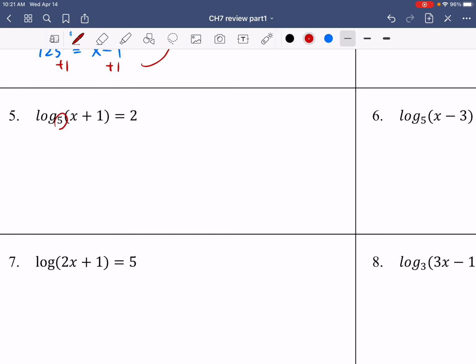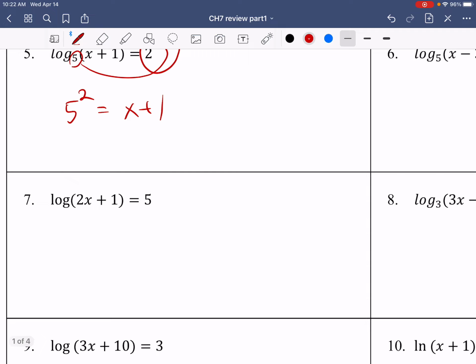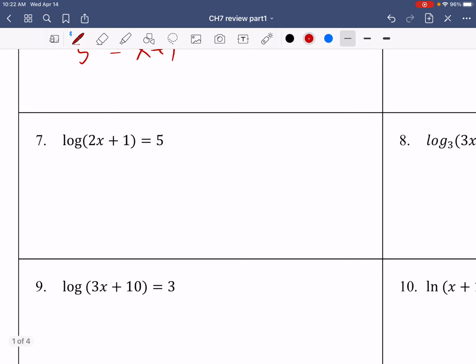Same thing here. You do it, you get 5 squared equals x plus 1, and you can do it by yourself. Just make sure to solve it. And here.